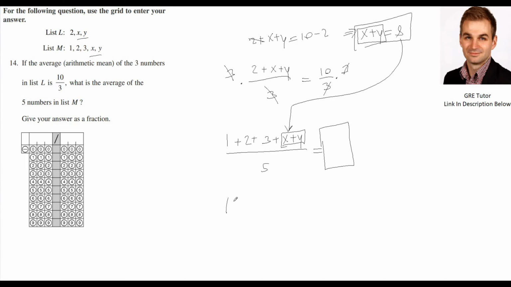So what you get is 1 plus 2 plus 3 plus 8 over 5 is equal to, and you can solve for it. So 8 plus 3 is 11. 11 plus 2 is 13. 13 plus 1 is 14. So you get 14 over 5. But that's your answer. So now they wanted to give it as a fraction. Give your answer as a fraction. So all you do is you put 14 over 5. And then you circle this, that, and that. There you go.